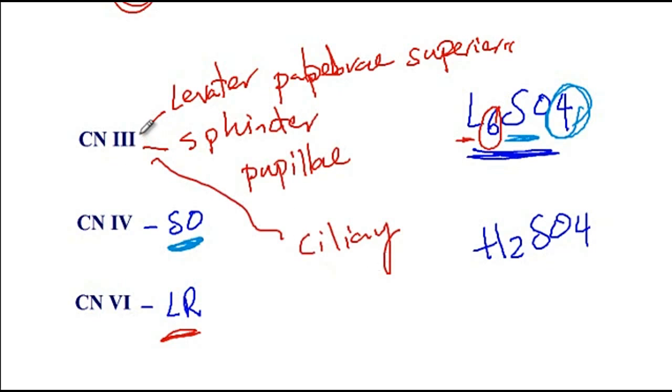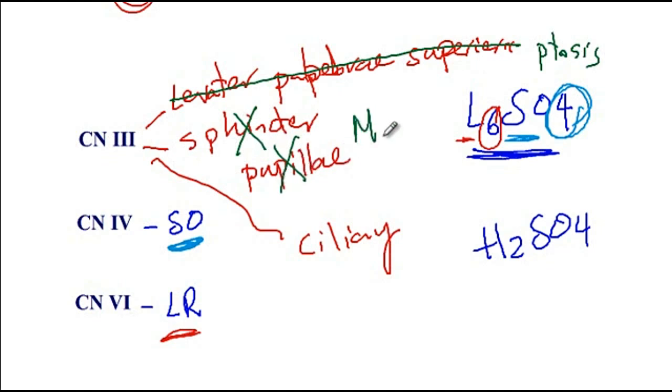So now you can see that if there is a lesion of cranial nerve 3, if the levator palpebrae superioris is not working, there would be a droopy eyelid or ptosis. Lesion of cranial nerve 3 will also interfere with the sphincter pupillae, so therefore there would be dilation of the pupil or mydriasis.